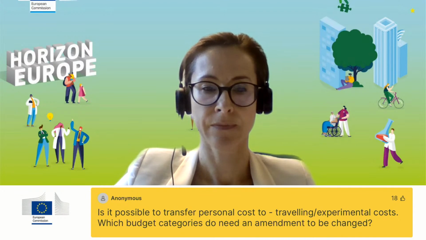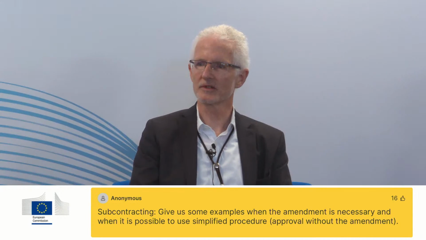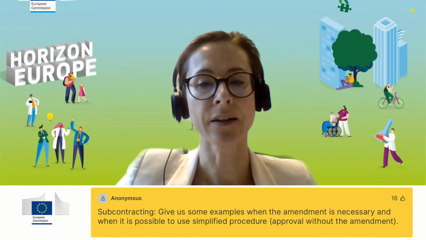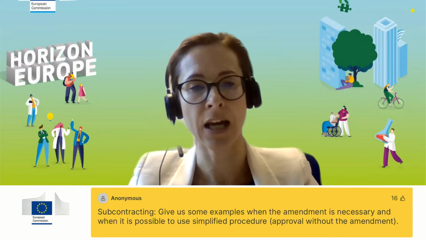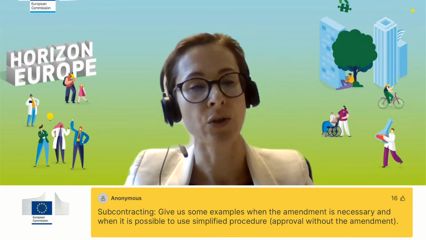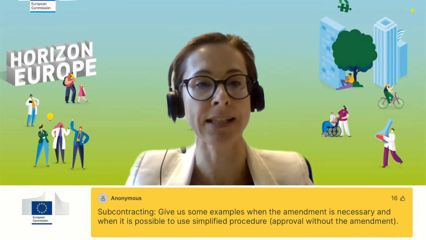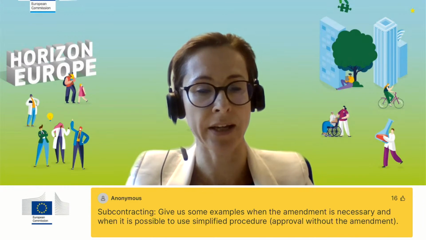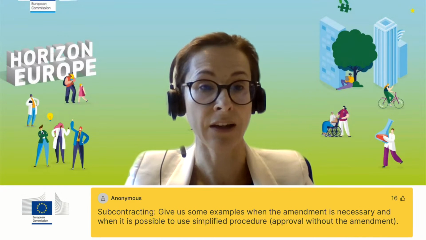Okay, next one, subcontracting. Give us some examples when the amendment is necessary and when it is possible to use the simplified procedure, approval without the amendment. So there's no clear-cut distinction of the cases where you need an amendment or not for subcontracting. The rights that you have under the grant agreement are that you can make an amendment or you can go for the simplified procedure. However, what's also described in the grant agreement is that if you go for the simplified procedure, which means no amendment, and you only make the reporting in a different way, you bear this risk that the Commission will consider that maybe you should not have done this without an amendment.